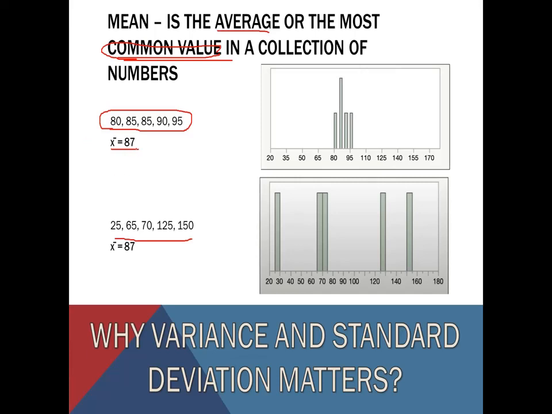Because 87 is close to these numbers, right? Si 87 is close to these numbers. Therefore, ang imuhang mean kay precise siya sa data nga imuhang gihatag, sa imuhang data set. It is precise. Okay? But looking at the second data set, we have here 25, 65, 70, 125, 150.